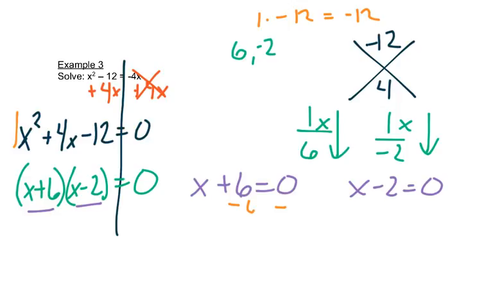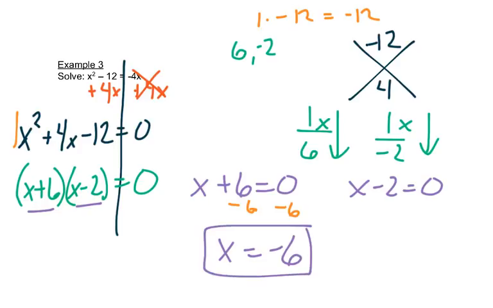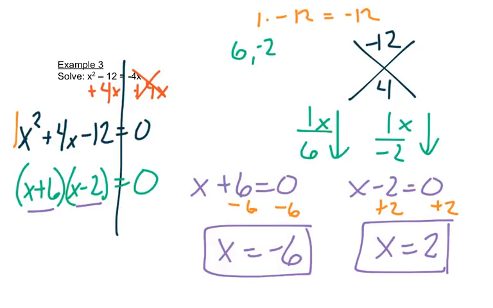Here we'll subtract 6 from both sides. That gives me x equals negative 6 as my first answer. And then I'll add 2 to both sides. And that gives me x equals 2 as my second answer.